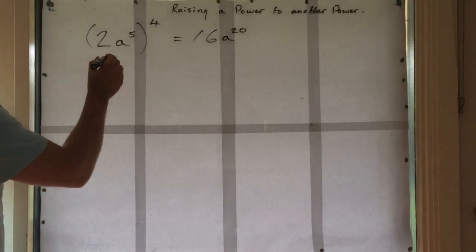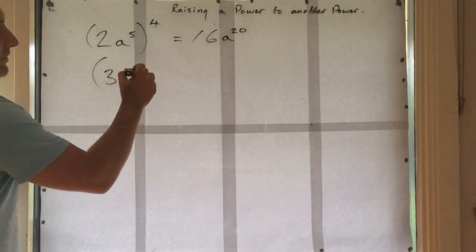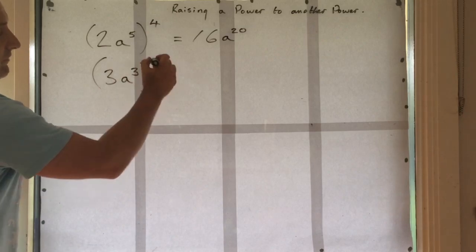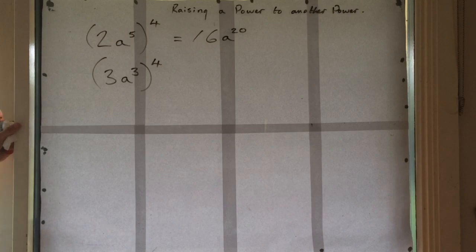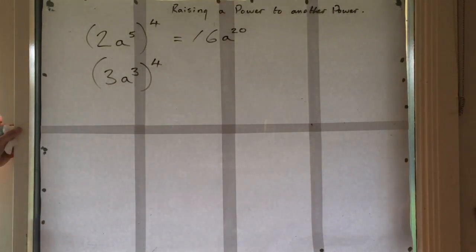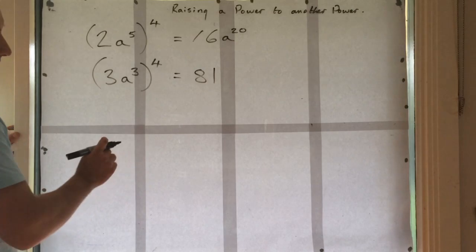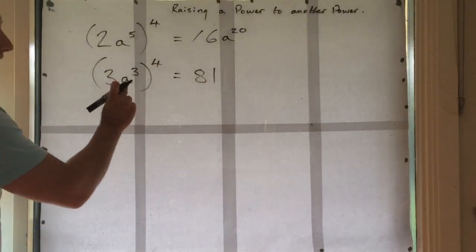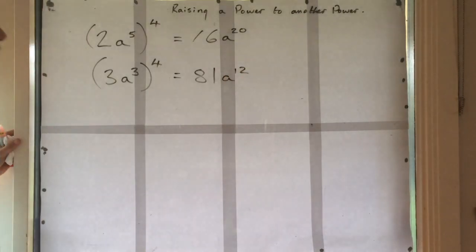And again, 3a to the 3 to the 4. Now we've got 3 to the power 4, which we're going to use our calculator to get the answer for. That's going to give us 81 when we do it on our calculator. A to the 3 to the 4 is a to the 12.